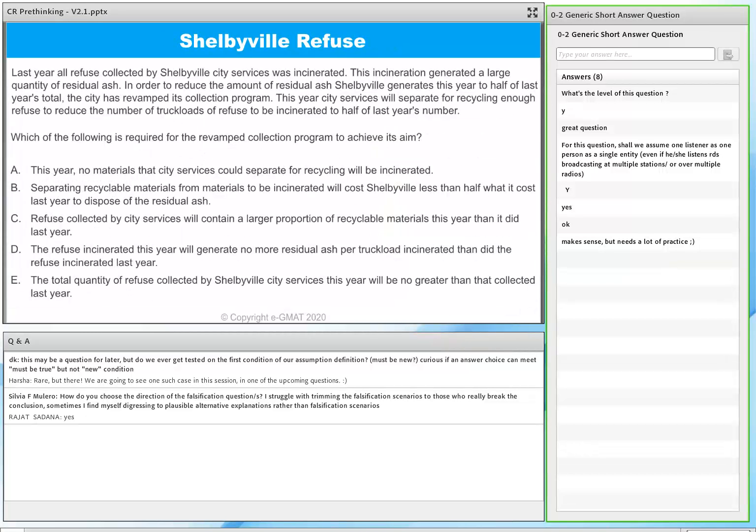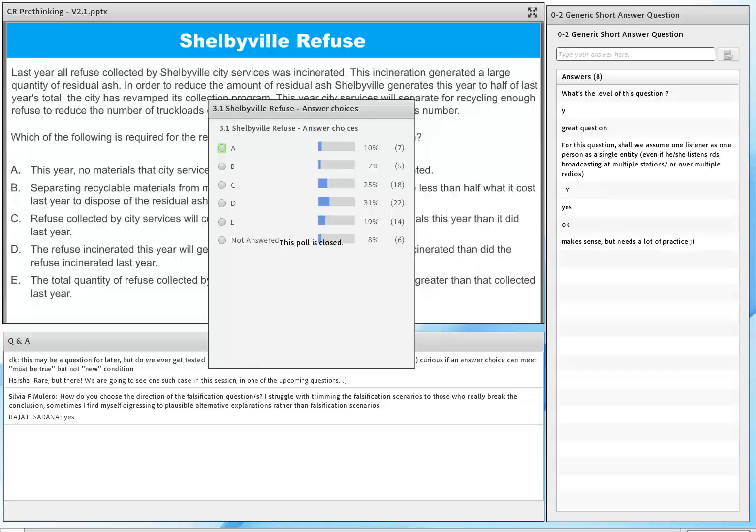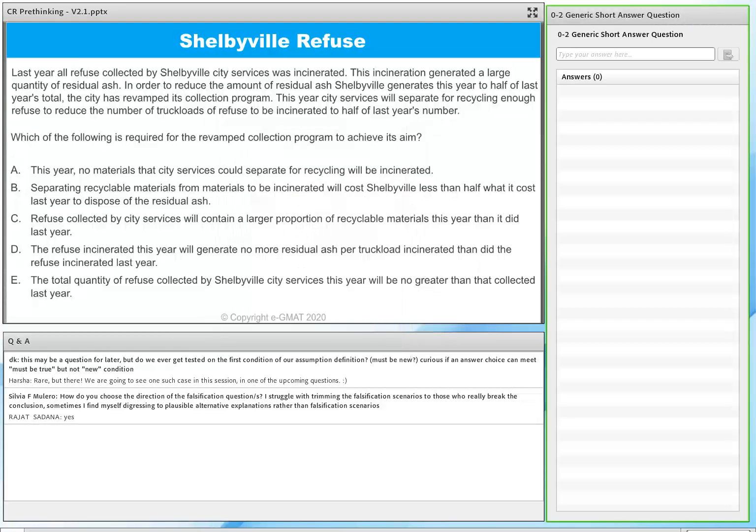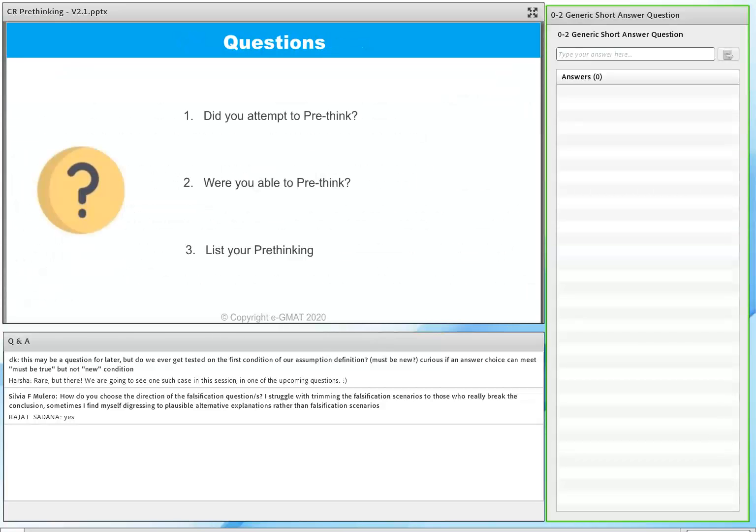Shelby will refuse, very quickly. I'm already within 5 minutes of my session end time. This is how you guys did: choice D, 31%, choice C, 25%, and choice E, 14%. So this one again is a beautiful question, and the beauty lies in language. Once you understand that language, the pre-thinking is really, really clear.